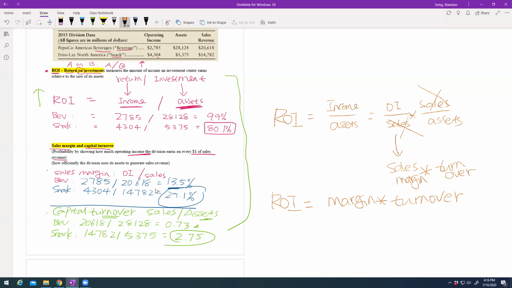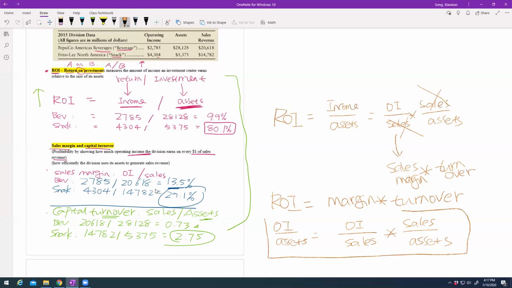So ROI equals operating income divided by your assets. Sales margin is your operating income divided by your sales. And capital turnover is the sales divided by your assets. One more time, this sales can cancel with that sales. So whenever you have this information, you have a way. I will make another video for MyAccountingLab for more practice. But whenever you get the numbers, you should be able to get the missing number.